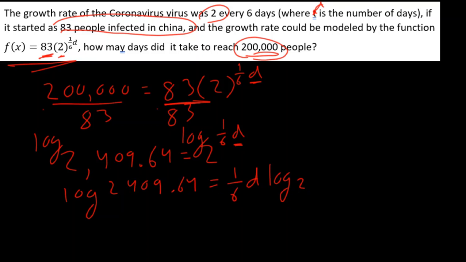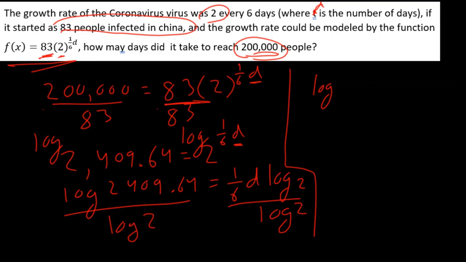Now here's what we'll do in this case. I want you to divide both sides by the log of 2, and we'll divide this side by the log of 2 as well. And so we wind up with the log, and remember anything that's in the denominator, that actually becomes the base. So log base 2 of 2,409.64 is equal to 1/6 d. So at this point, it's clearly becoming a much easier problem.